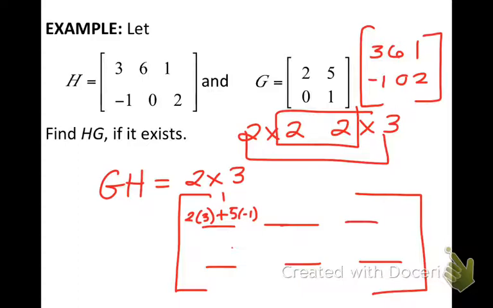Okay. Row 1, column 2. It means I'm using my row 1 from the first, column 2. So 2 times 6, it's just 12, plus 5 times 0, so just 12. Good. So for you to get full credit, I need to see this work right here. Row 1, column 3, 2 times 1 plus 5 times 2, which would also be 12. 10 plus 2.